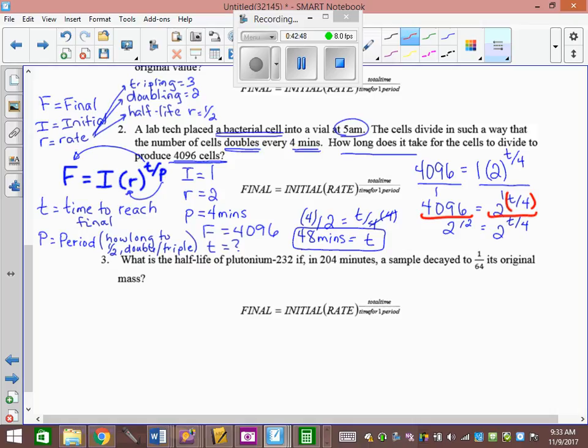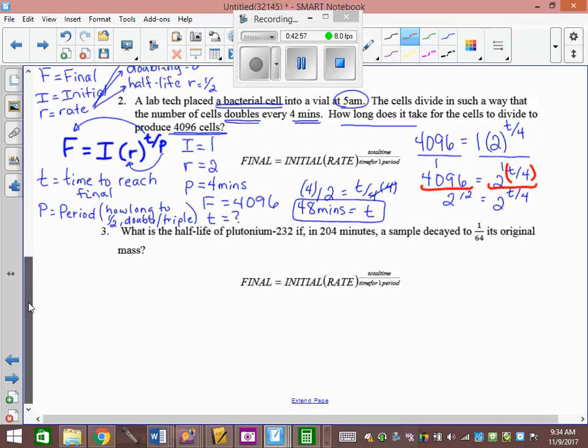So we're going to look at number 3. Number 3 is like number 2, but there's a little twist, per usual. Okay. So number 3 says, what is the half-life? So I know I'm instantly using this formula because it has half-life, right? So that's what?